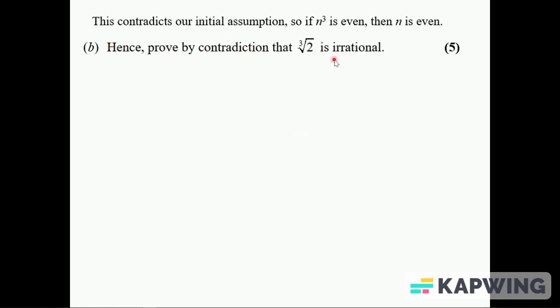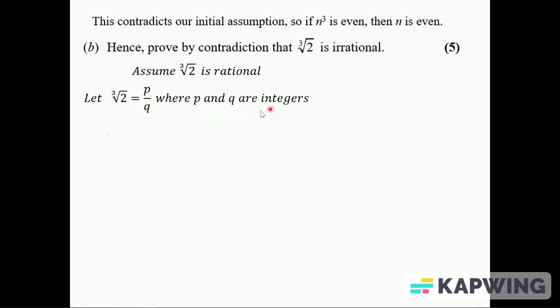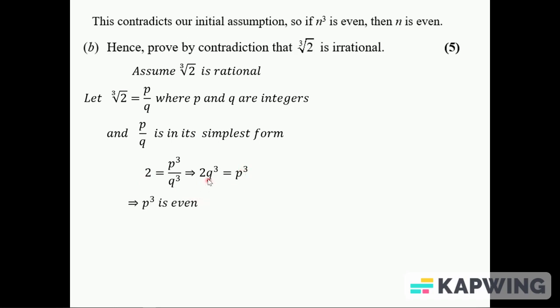Then the second part, prove by contradiction that the cube root of 2 is irrational. We're going to use what we got in the first part. So we assume that the cube root of 2 is rational to start off with. So we can write it as a fraction using whole numbers, p over q, I'm going to call it, where p and q are integers, and crucially, where p over q has been cancelled down into its simplest form. Then I can cube this. So I'll get 2 is p cubed over q cubed, rearrange it, stick the q cubed up there with the 2. And that tells me that p cubed is an even number because it's 2 times q cubed.